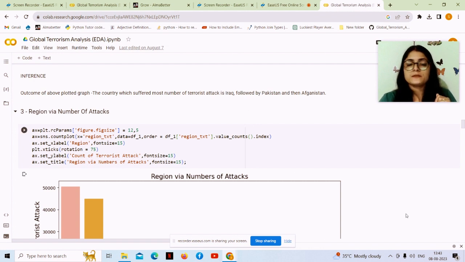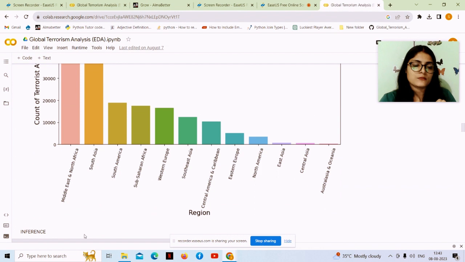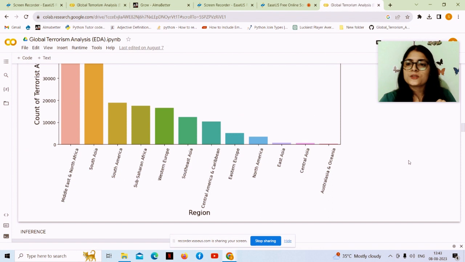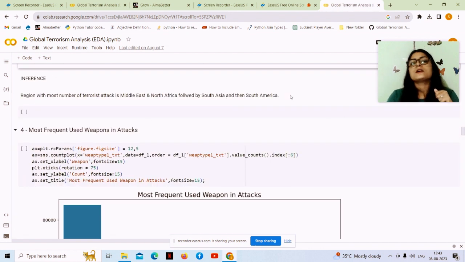Third one is the region which was affected by the most attacks. We can see that Middle East and North Africa is the region with the most terrorist attacks, and then South Asia and then South America. As I have provided in the conclusion, the region with the most terrorist attacks is Middle East and North Africa, followed by South Asia and then South America.